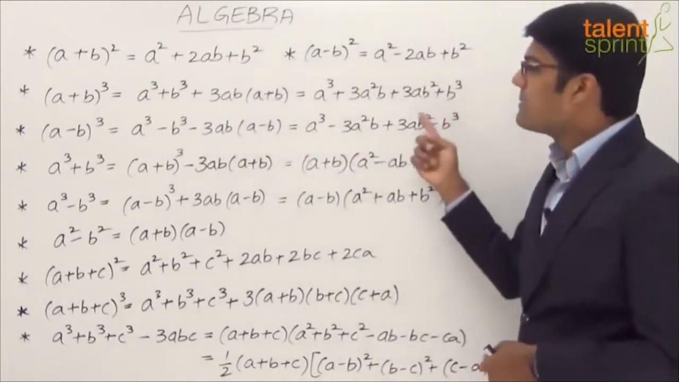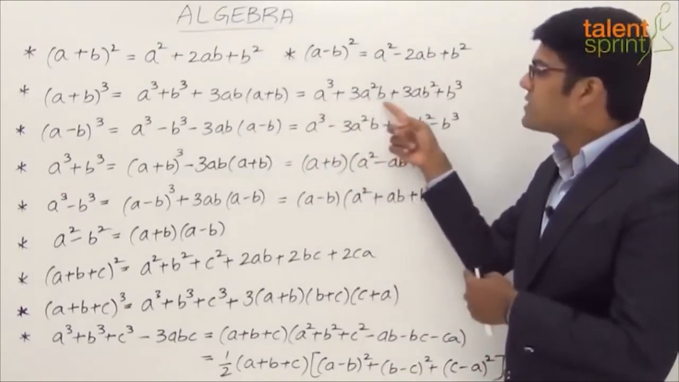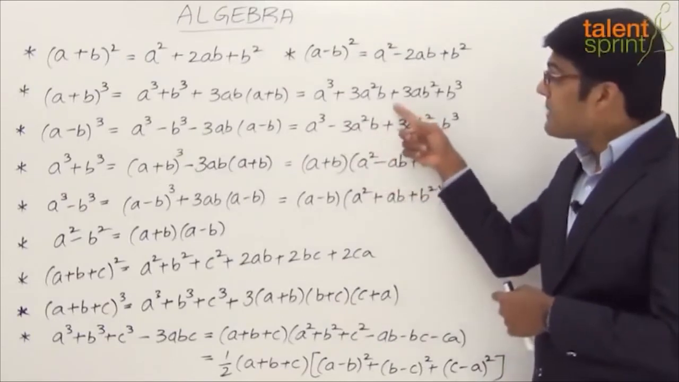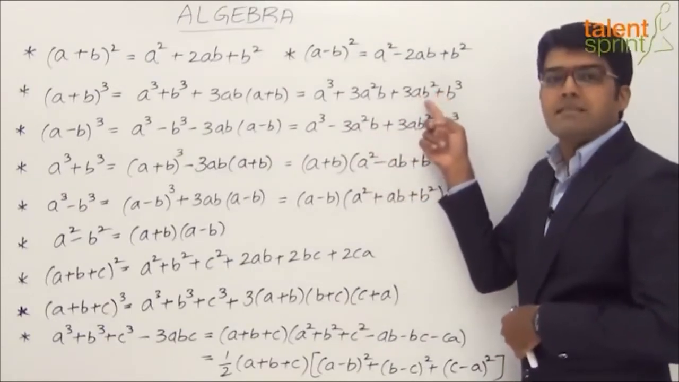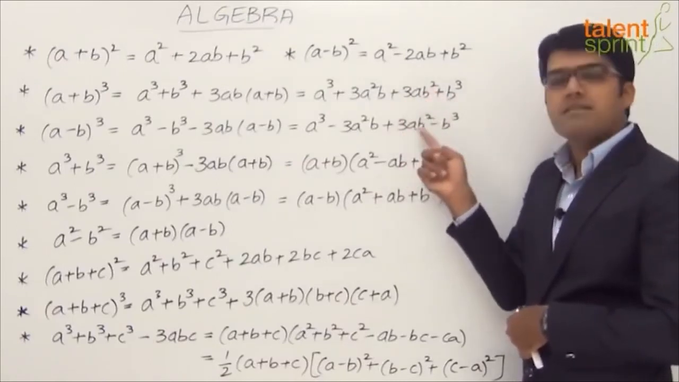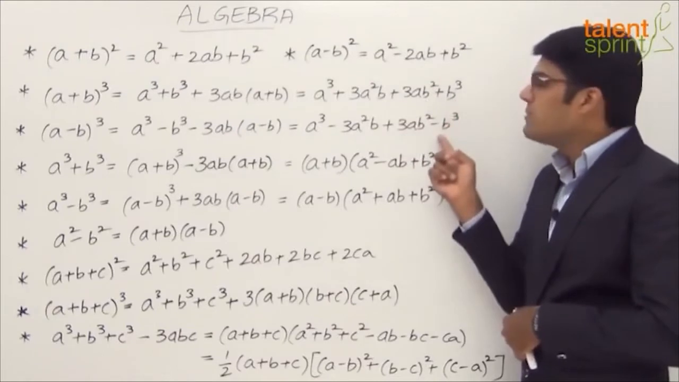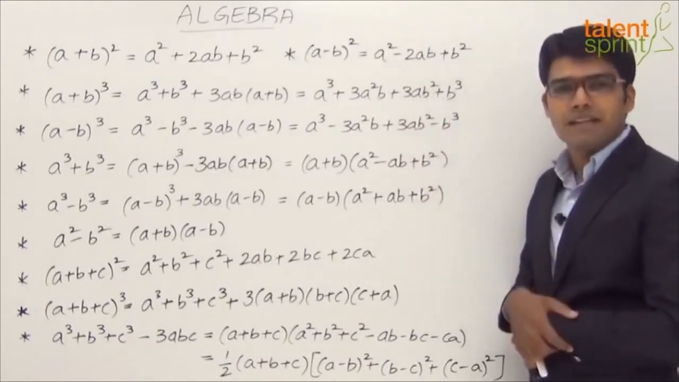Likewise, in the second part of it as well, a cube is as it is, plus b becomes minus b. So plus 3a square b becomes minus 3a square b. Plus 3ab square. Now look at this. B should be replaced with minus b. Minus b the whole square is b square. So plus 3ab square remains plus 3ab square. And plus b cube becomes minus b cube. So just remember one and you will get the other one by replacing plus b with minus b.